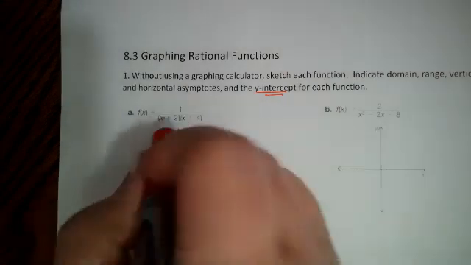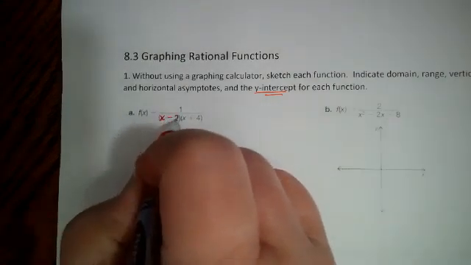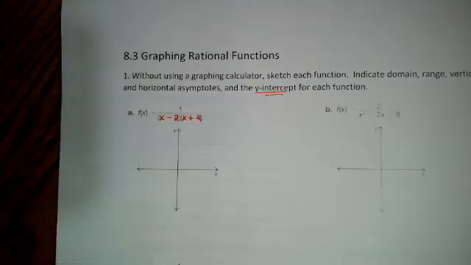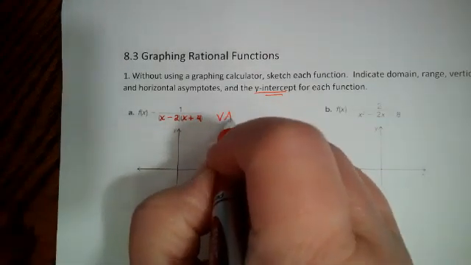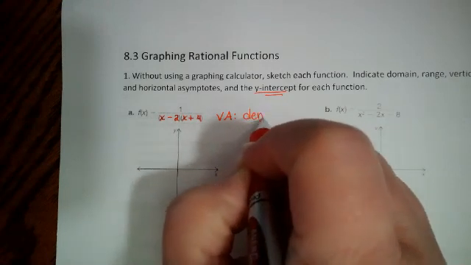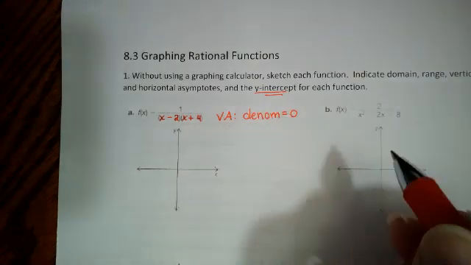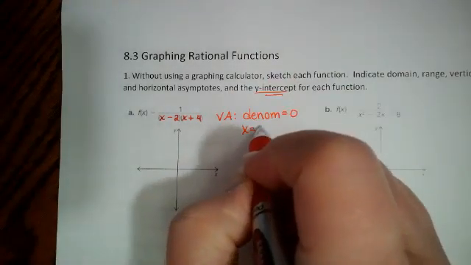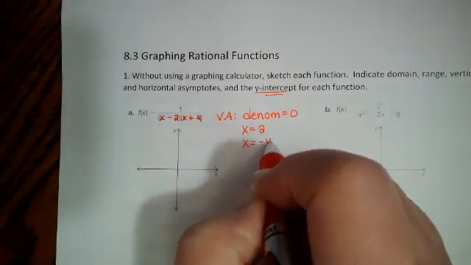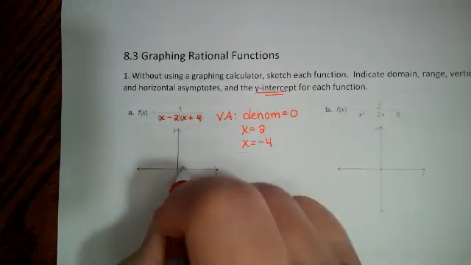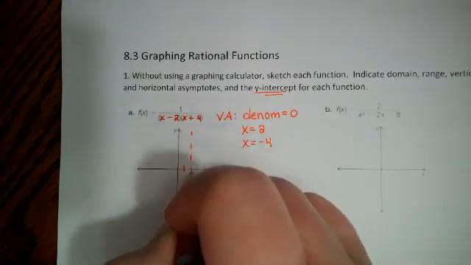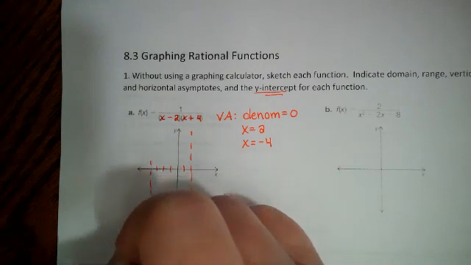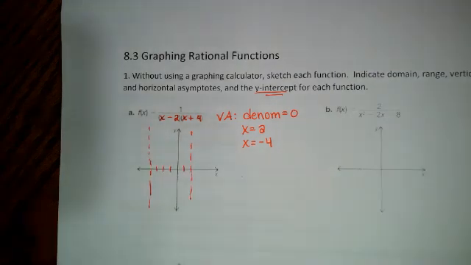This one says 1 over (x minus 2)(x plus 4). So I know that my vertical asymptotes are whatever makes the denominator equal 0. On this one, my denominator would equal 0 at x equals 2 and x equals negative 4. So we'll pretend like there's actually a line there. 1, 2, 3. So those are my vertical asymptotes.